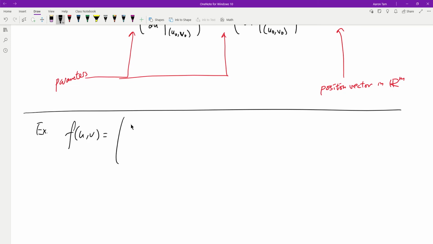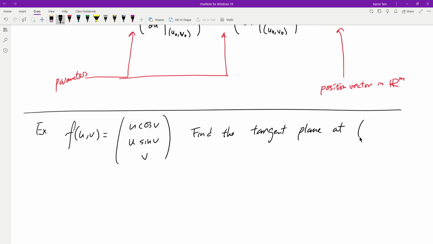So here's maybe a first example. Let's use the function that we have been working with: u cosine v, u sine v, v. And let's say the question will probably ask you for something like this. Find the tangent plane at, and then I give you a point to do it. So let's say (1, pi over 6). Therefore, in this case, that would imply that (u sub 0, v sub 0) will be (1, pi over 6).